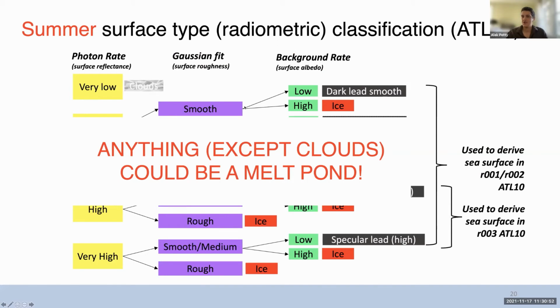If we go back to that decision tree I showed earlier, essentially it means anything could be a melt pond. It's really the height filter that we have that can tell us how to use them for freeboard.